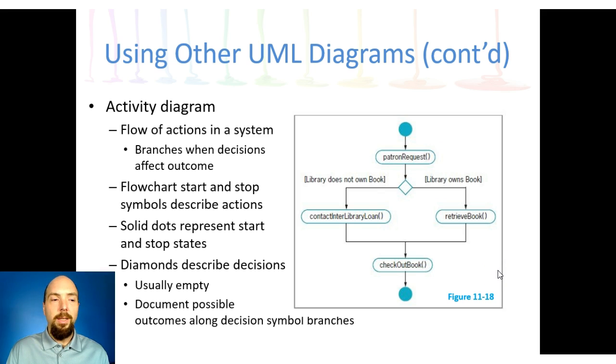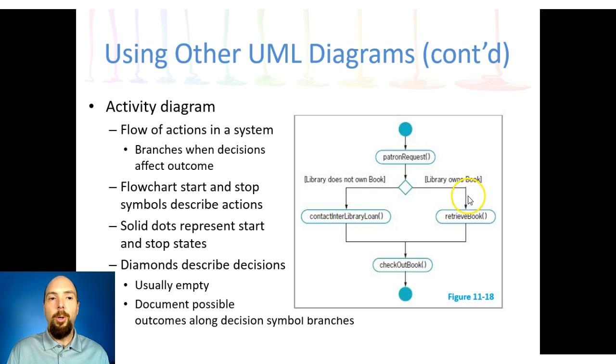All right, we can also have activity diagrams. These function the same way. These are more like our selection statements. So we're going to start off with patron requests something. In this case, they're asking for a book, and the question is, does the library own the book or not? All right, so in this case, if the library owns the book, we go to this side. If the library does not own the book, then we go to this side.